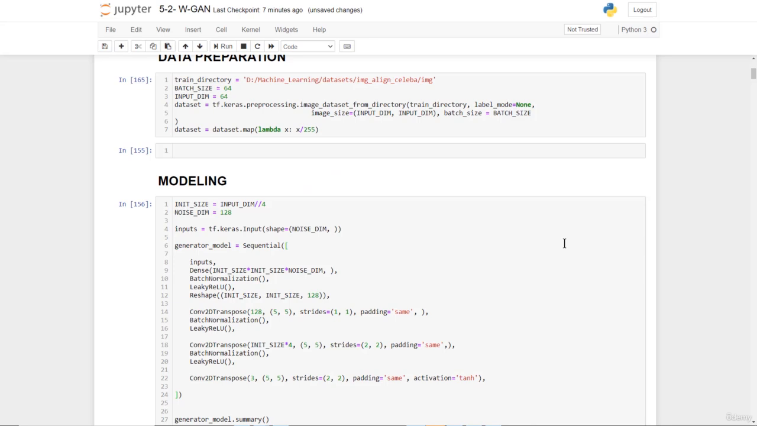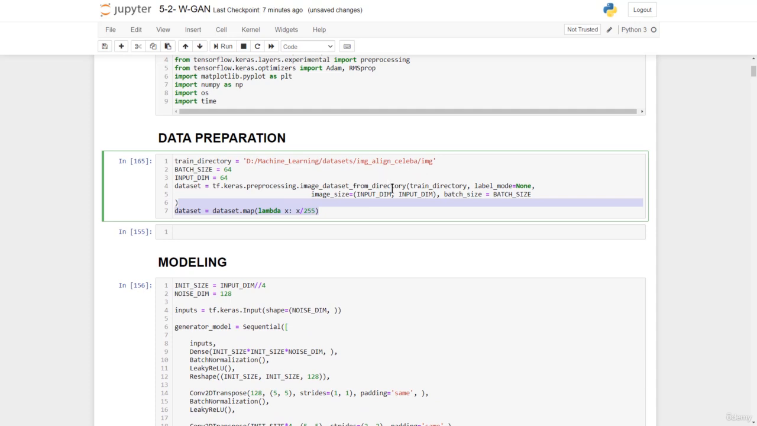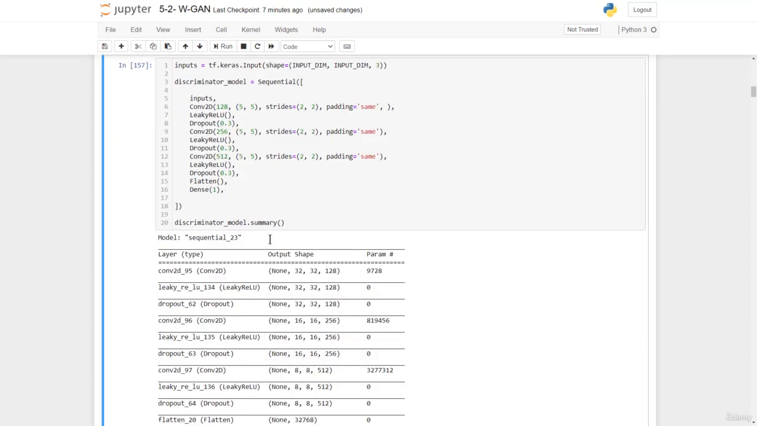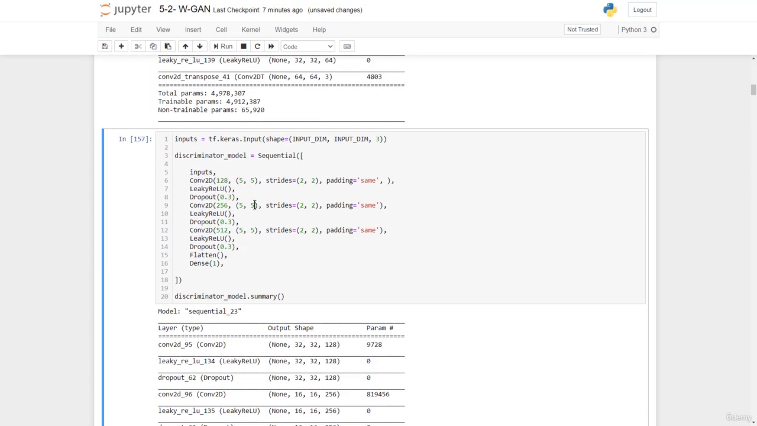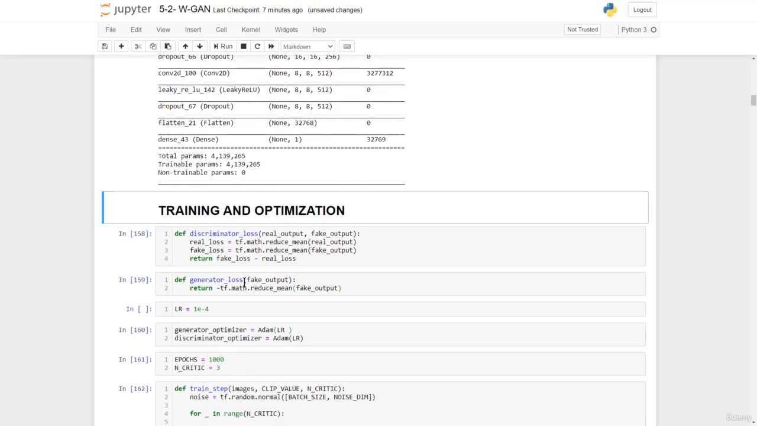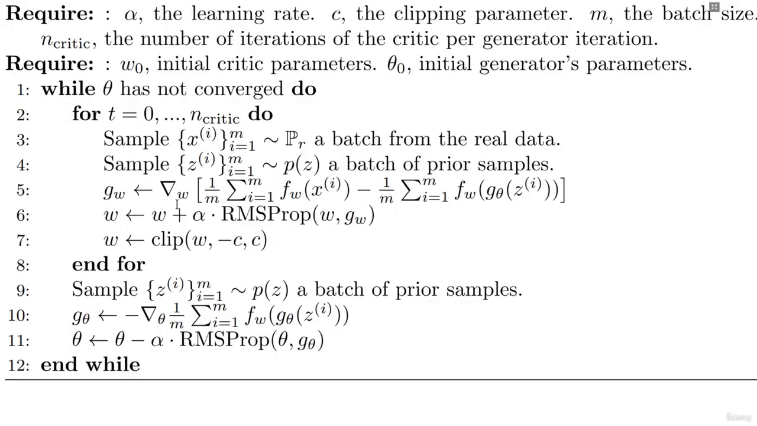Let's now go ahead and implement the WGAN. As usual, we load our dataset. We're going to be using the selected dataset. Then for the modeling, we have the generator model. We have the discriminator model, from which we've taken off the batch normalization layers. So here we have no batch normalization layers. Then we go to the training optimization. You will have this discriminator loss, which is an application of what we had seen already.